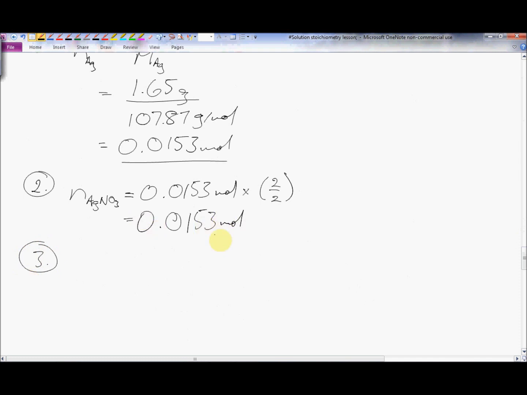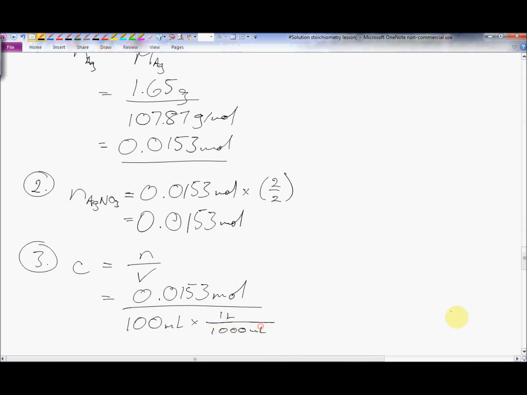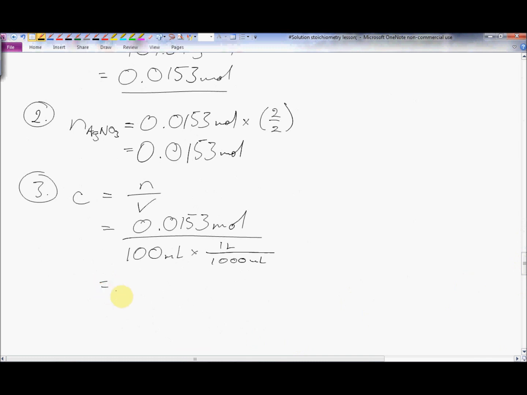Moving on, step three is finding the concentration. Okay, we have the number of moles, we have the volume. They said it was 100 milliliters of silver nitrate. So the concentration we can find by taking the number of moles and dividing by the volume. So here we have 0.0153 moles of our silver nitrate divided by 100 milliliters. Of course, we need to convert milliliters to liters, so 1 liter divided by 1,000 milliliters, all works out to be 0.153 moles per liter, and that's our final answer.